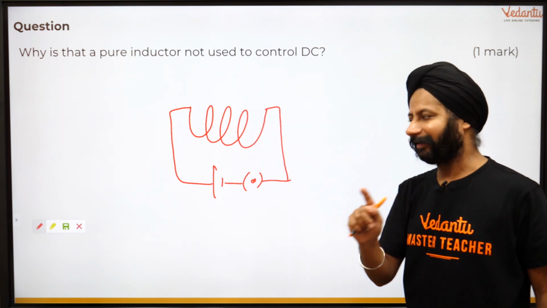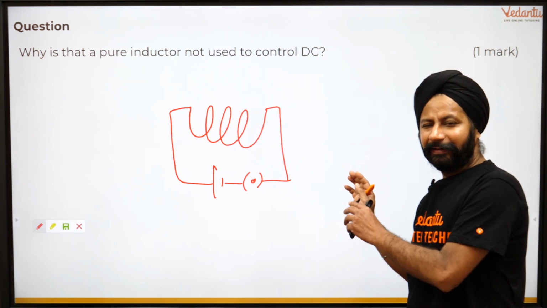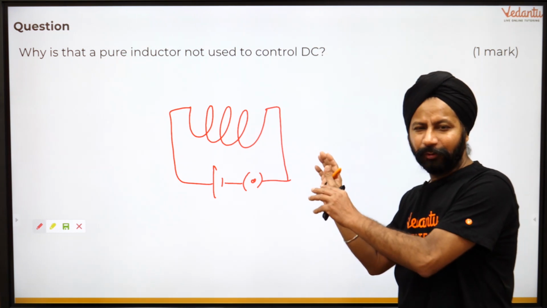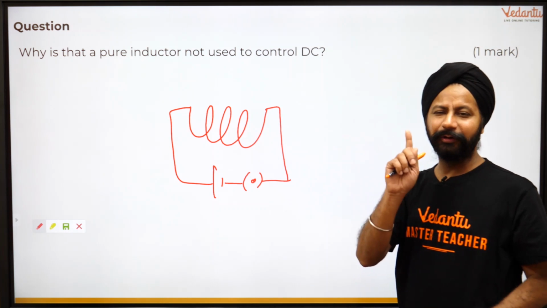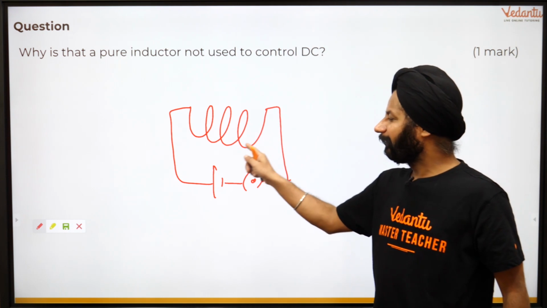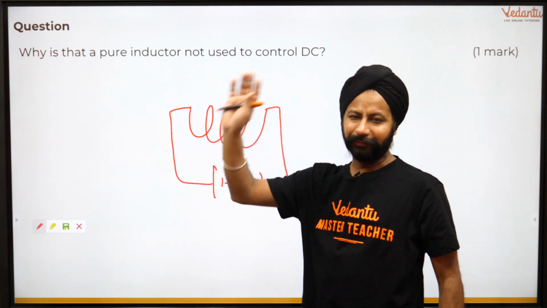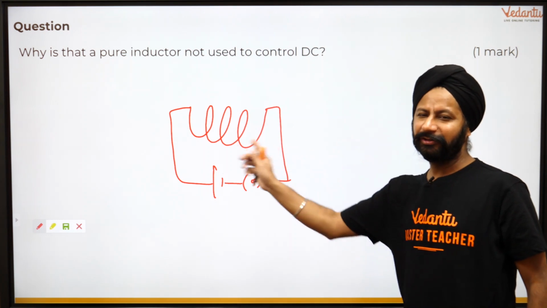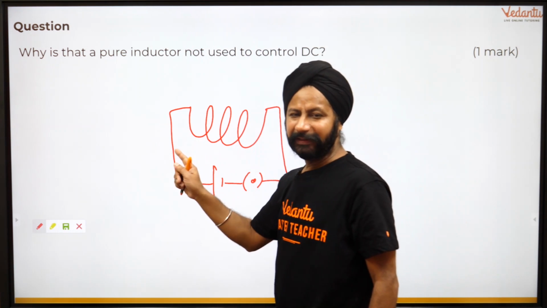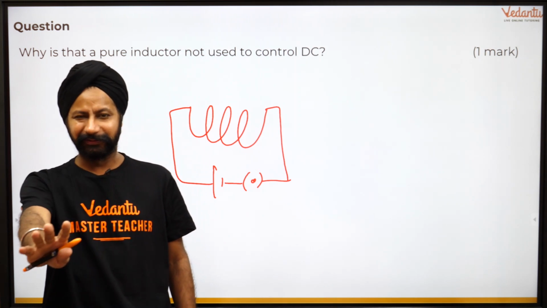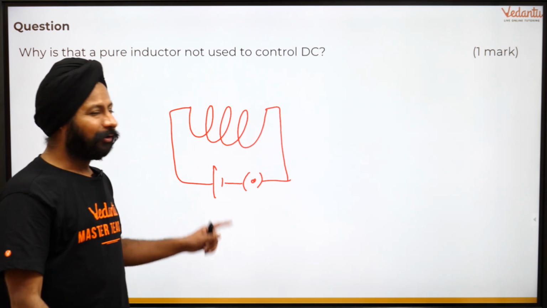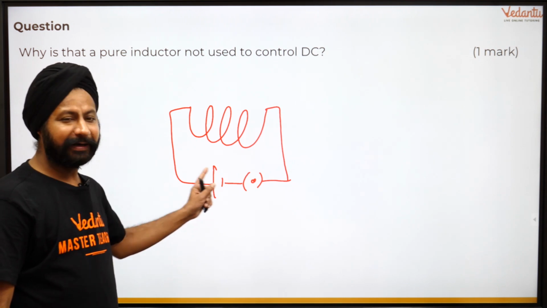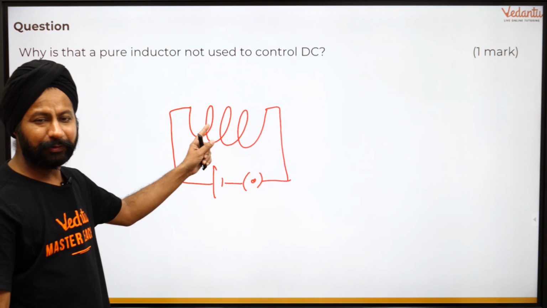It does not like it, so it's trying to create an opposing EMF, saying no, stop, I don't like a change, but eventually it's going to give up and eventually all the current is going to go through that. So in the beginning it will hesitate, saying no, I don't want change, and then eventually it gives up. So this one is going to let the direct current pass through.